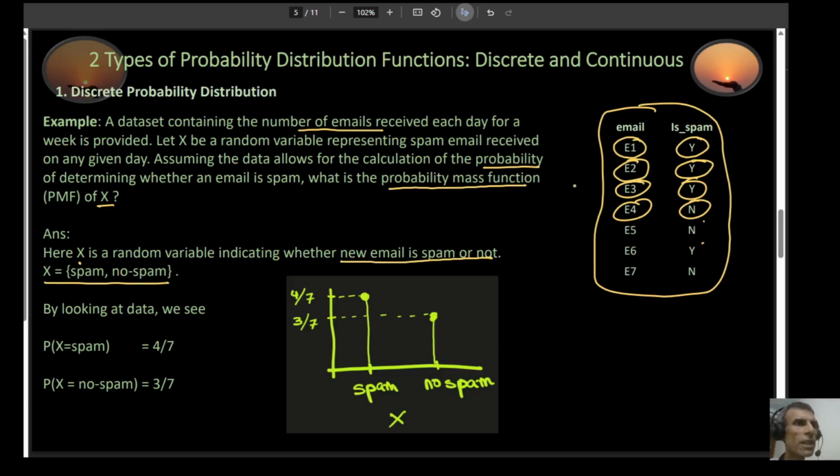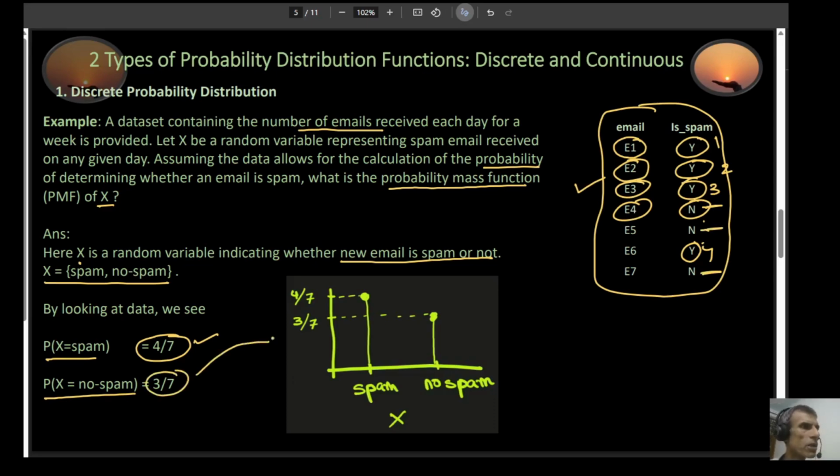Now by looking at this data right here, I can tell that the probability of x equal to spam is 4 over 7, because I got 4 cases of spam. You see that? 1, 2, 3, and 4. 4 cases of spam, so it's going to be 4 over 7. What about the probability of x no spam? Well, in this case, it's going to be 3 over 7, because I got this 1 right here, and then 2 right here, and then the third right there. So 1, 2, 3 is going to be 3 over 7.